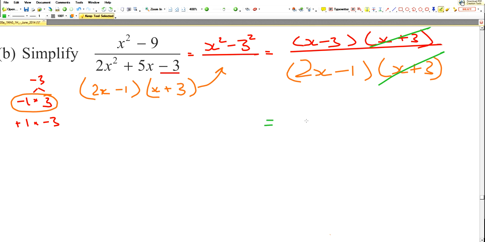That leaves you behind with x minus 3 on the top. We don't need the brackets anymore because there's no more multiplying outside. And we don't need the bracket at the bottom either, and that gives us 2x minus 1, and that is the final answer for that part D.